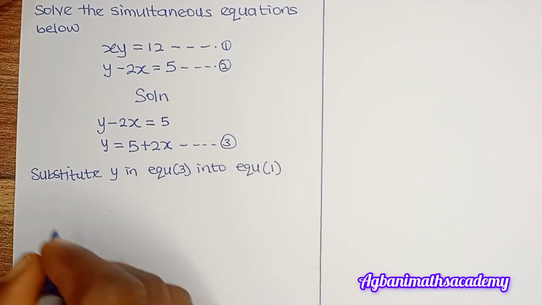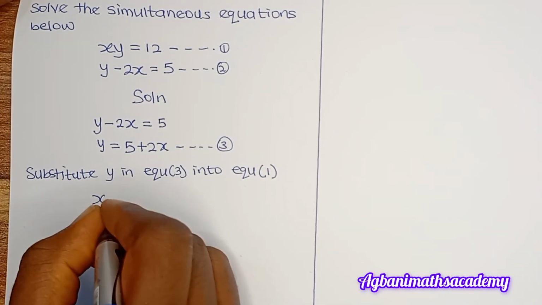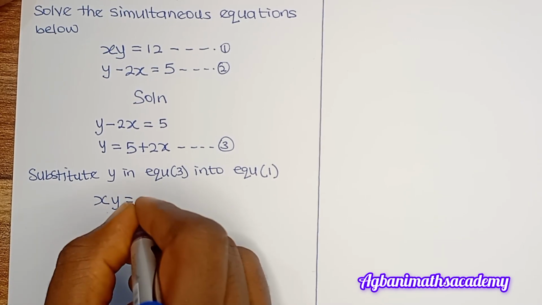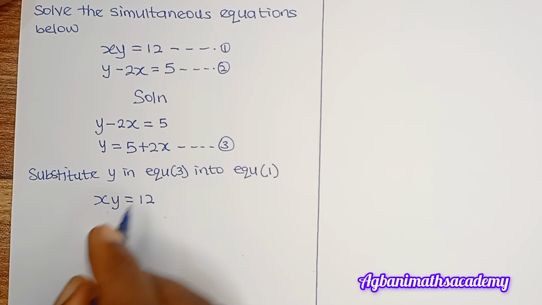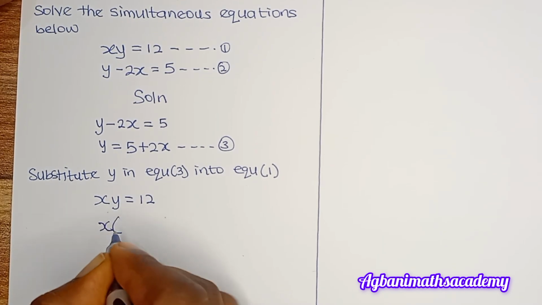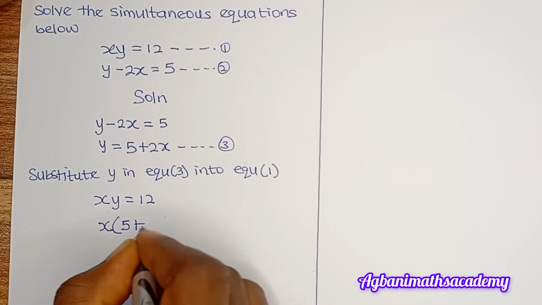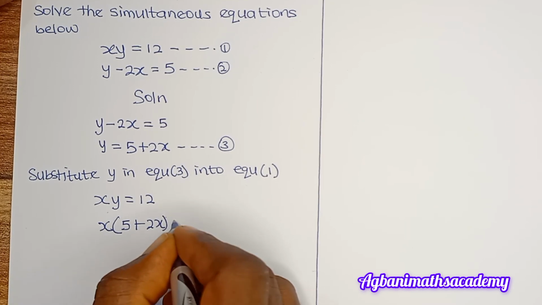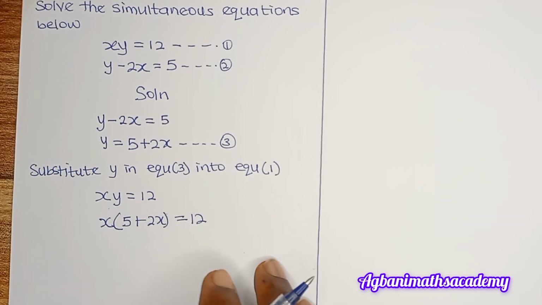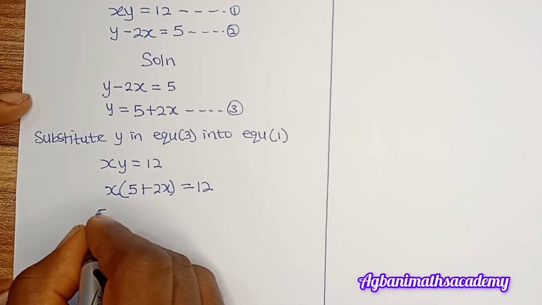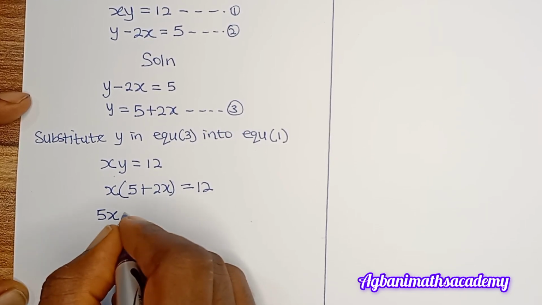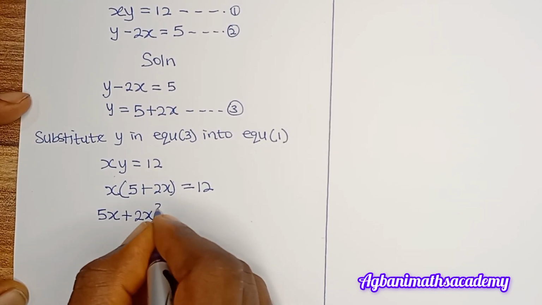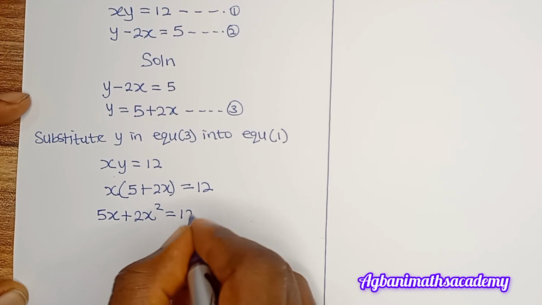Okay, so we have xy is equal to 12. Instead of having y here, we're going to replace it with 5 plus 2x. So x parenthesis 5 plus 2x is equal to 12. x multiplied by 5 is going to give us 5x. x multiplied by plus 2x is going to give us plus 2x squared, is equal to 12.